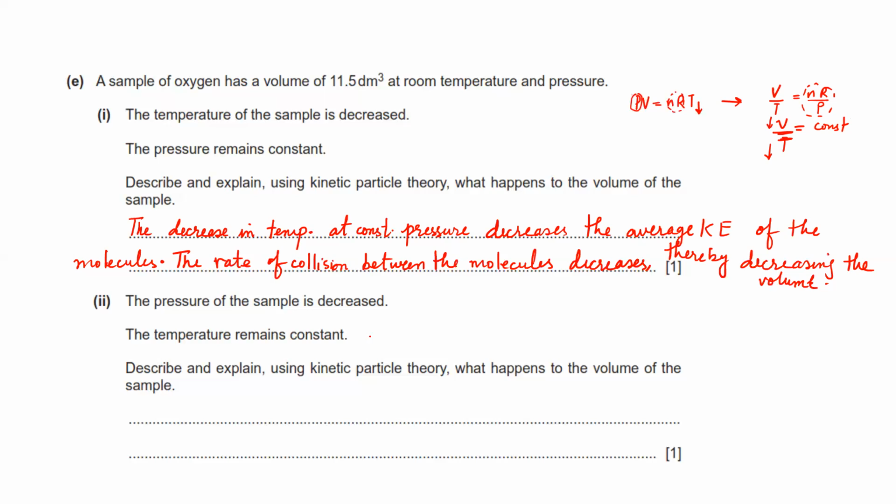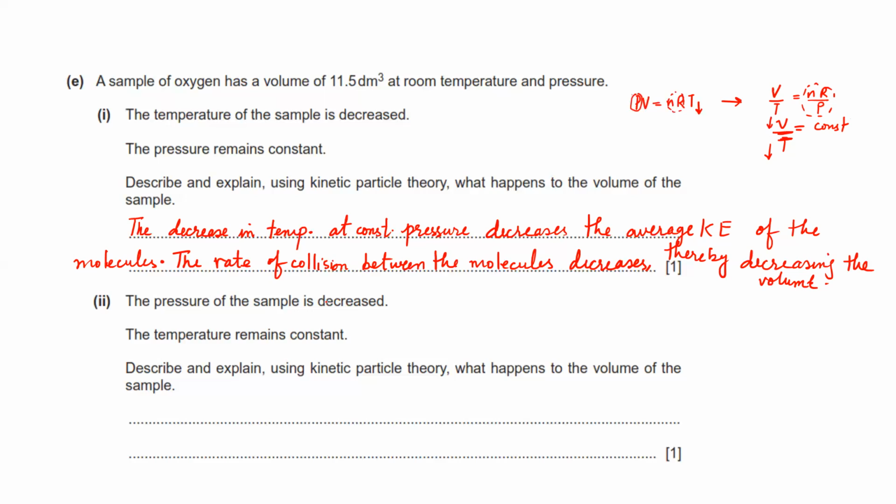And remember, you can write it in your own words. Make sure that it lies in these two lines. That will be a good option. So the key points you have to keep in mind are that you are decreasing the temperature at constant pressure, so the average kinetic energy of the molecules will decrease. That will decrease the rate of collisions between the molecules, and overall the molecules will occupy less space. That eventually decreases the volume.